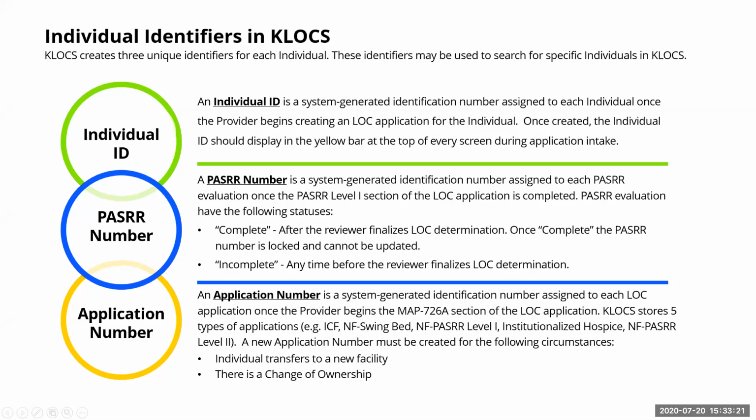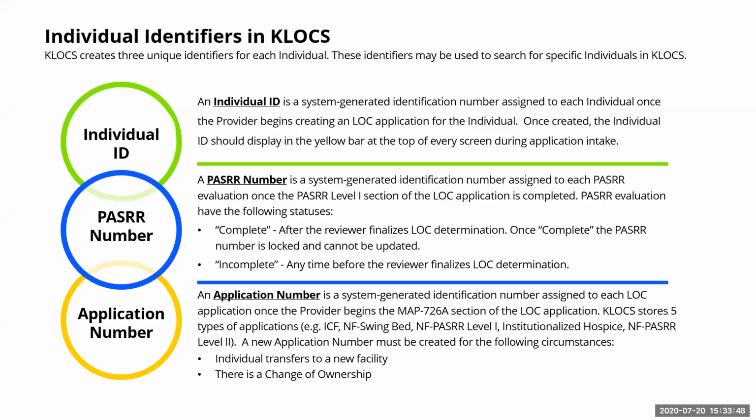So within our application intake, it's going to be super important for you all to understand that there's going to be 3 unique identifiers that KLOCS creates for every individual. So on this screen, you're going to be able to see there's going to be an individual ID, a PAYSR number, and an application number. So for the individual ID, this number is created once providers create an LOC application for the individual within KLOCS.